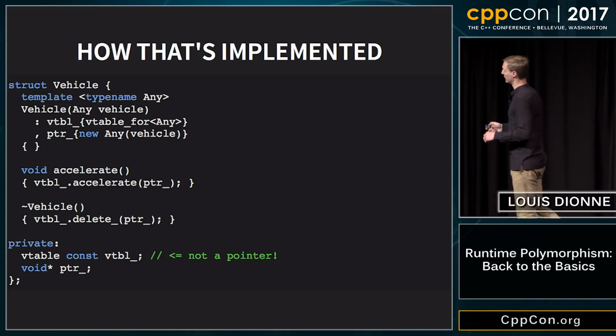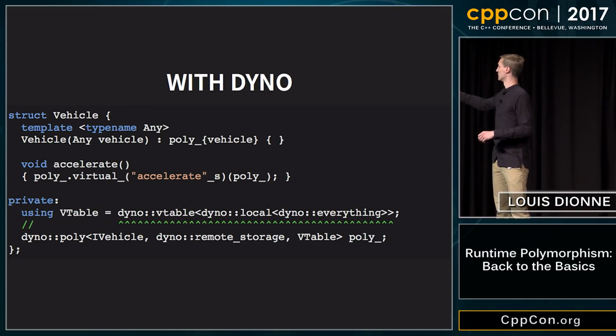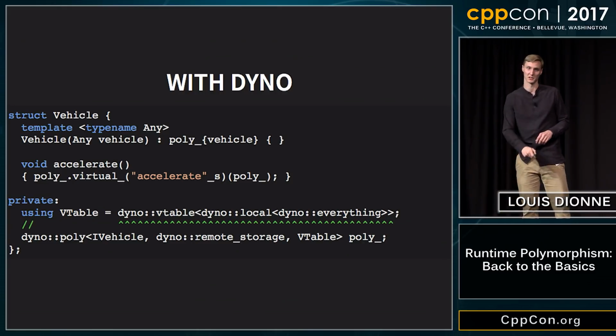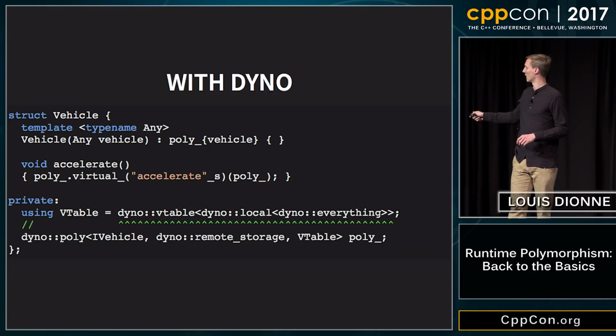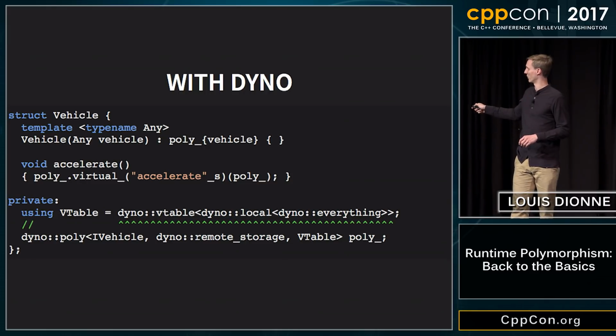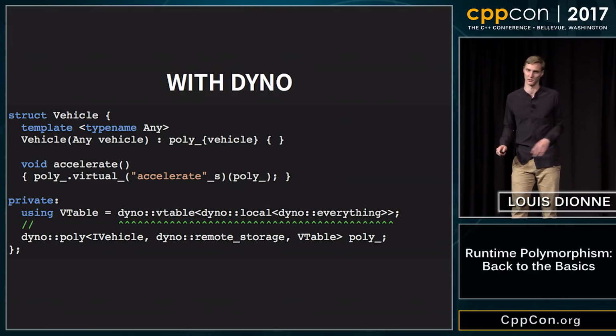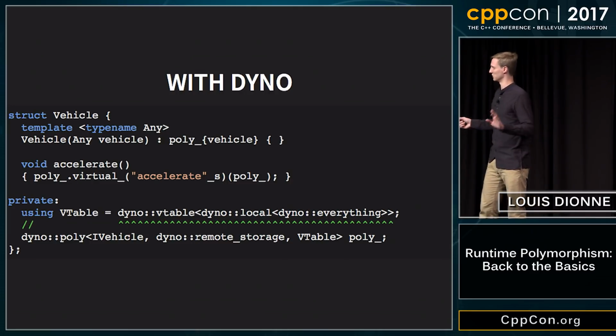So it turns out this is, okay. And this is how you can do it with Dyno. There's also a vtable policy. Basically, you can just say everything in my vtable is stored locally. This is a fancy little domain-specific language. If you're interested, you can go learn about it.